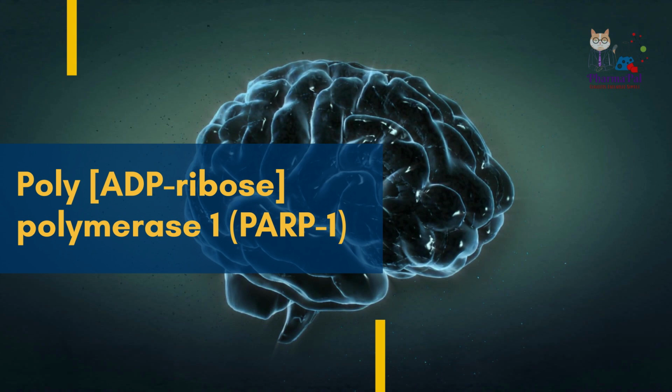PARP proteins. ADP-ribose polymerase 1, PARP-1, also known as NAD plus ADP-ribosyl transferase 1 or poly-ADP-ribose synthase 1, is an enzyme encoded by the PARP-1 gene in humans. It is part of the PARP family of enzymes.